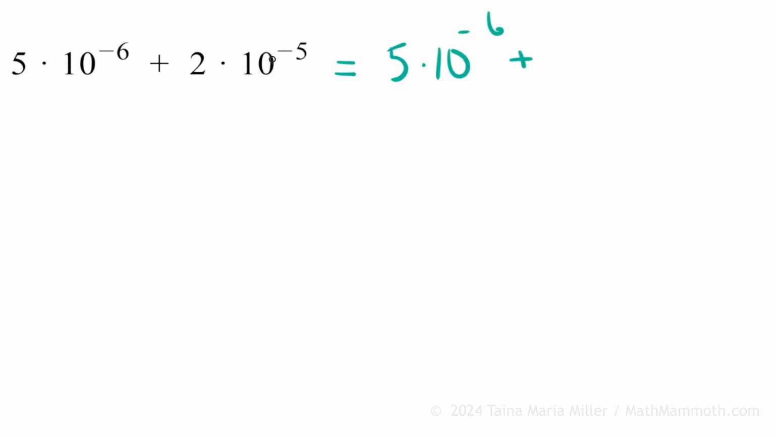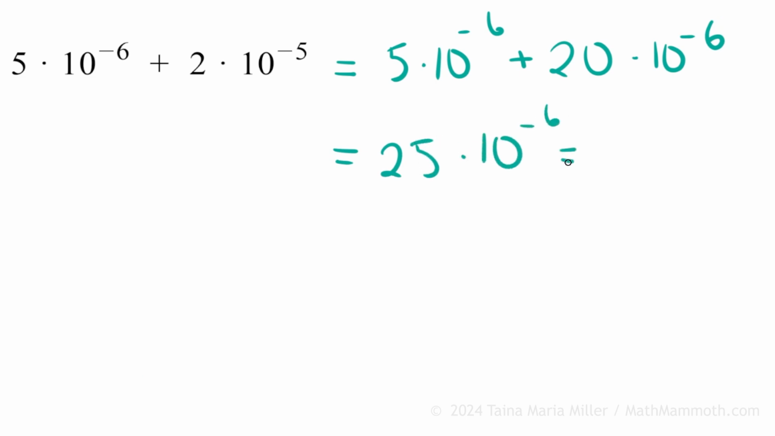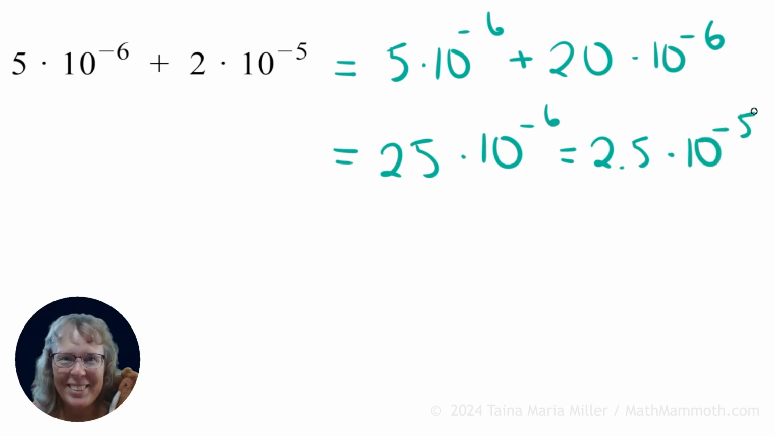If I change this 10 to the power negative 5 to be 10 to the power negative 6, it's as if I gain a 10, so this becomes 10 times what it is now, 20. And now we get 25 times 10 to the power negative 6. Lastly, for proper scientific notation, I need to divide this by 10. This one gains a 10, so it becomes 10 to the power negative 5. I hope you followed me.